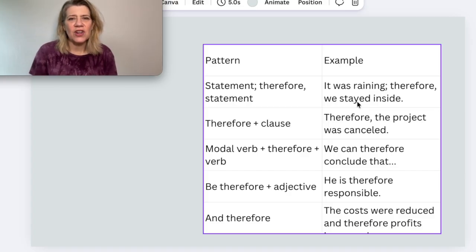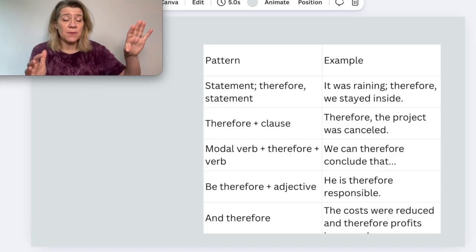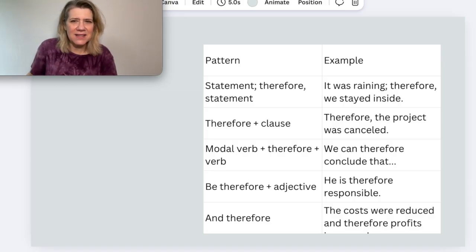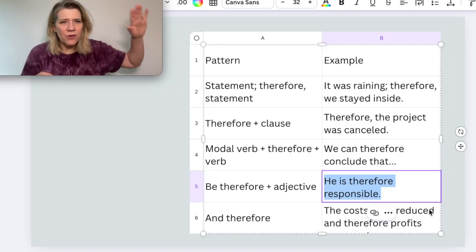We use therefore with a clause as well. Therefore, the project was canceled. So this would be the result. We've already talked about the cause. We can therefore conclude that. That's a statement that would sum up. So sum up is a way to end an idea, to sum up something. We can use therefore to sum up everything we just said. We can therefore conclude that whatever. He is therefore responsible. The therefore in this sentence right here, he is therefore responsible, is here because we have stated all the reasons already.